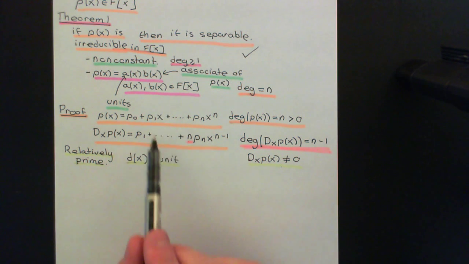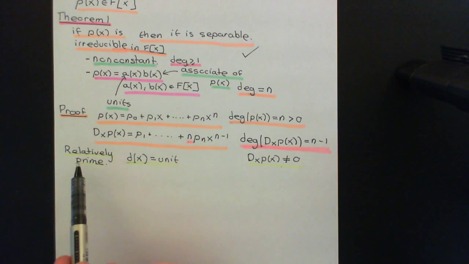So you wouldn't be able to conclude that the two were relatively prime, and therefore you wouldn't be able to conclude that p of x was separable. So that's where this argument fails if you're working in a more general field. So you do require the characteristic of the field to be equal to 0 so that you can conclude that derivatives are very sensible and that the derivative of this irreducible polynomial is not going to be equal to 0.